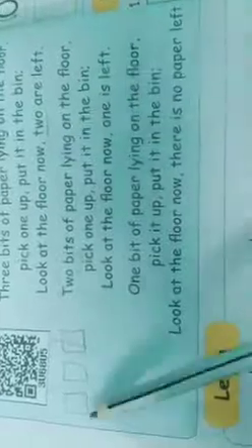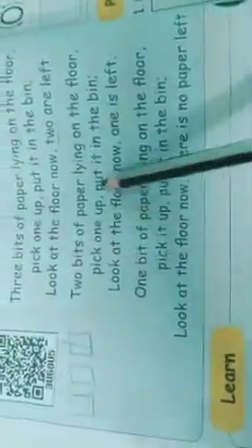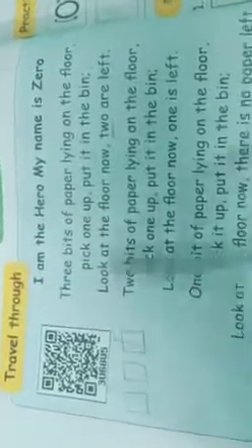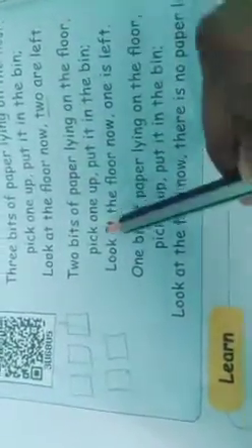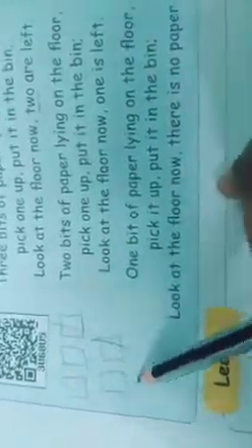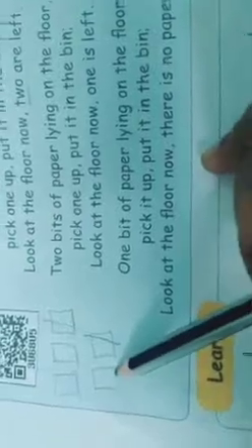Now how many left? That means how many remaining? 1, 2. How many remaining, ma? 2 is remaining. Now 2 bits of paper are lying on the floor. Pick one up. Again, wait, ma. First, 3 bits of paper. Okay? Taking 1 up, so I am cutting the 1. Remaining 2 papers. So I am writing down 2 bits of paper lying on the floor. Pick 1 up. Now how many remaining? Look at the floor now. How many remaining? 1 is left.